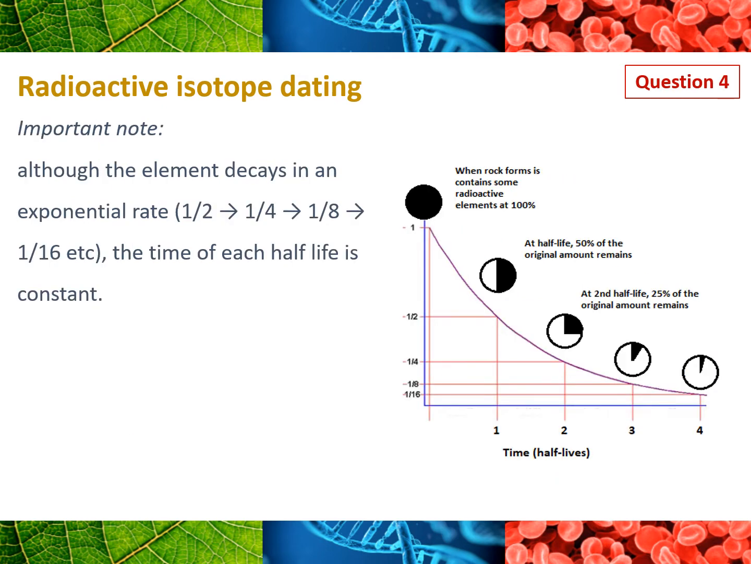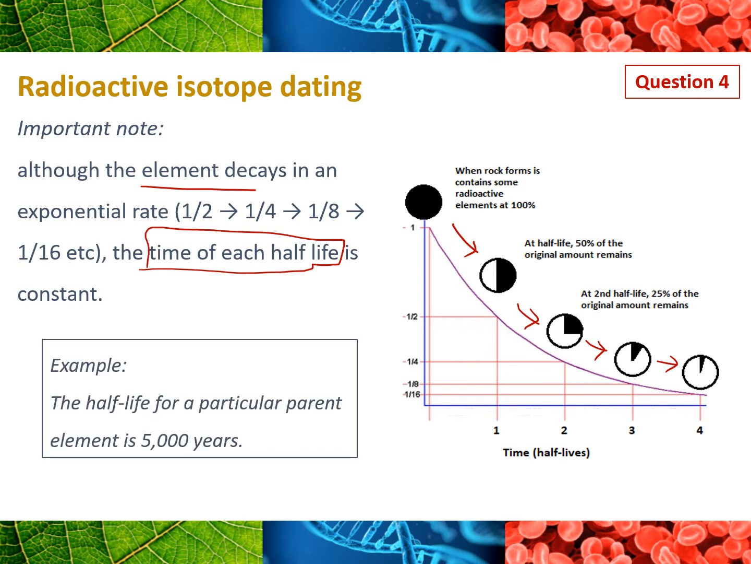A really important thing to note here. Like we said, the element decays at an exponential rate, a reverse exponential. So we go from 1/2 to 1/4 to 1/8 to 1/16. It's not a linear thing. It's happening exponentially. But the time of each half-life is constant.